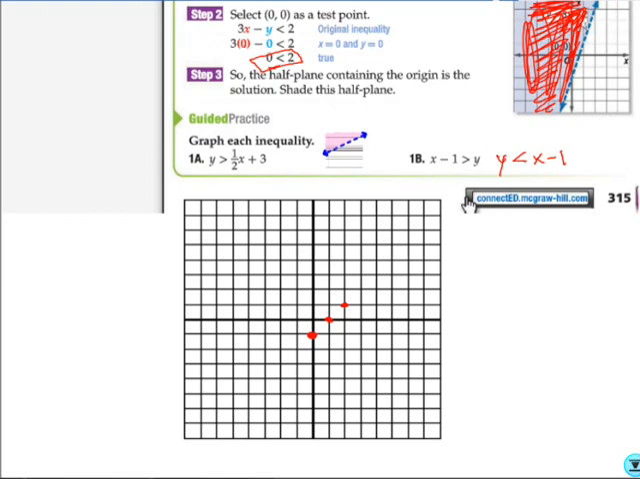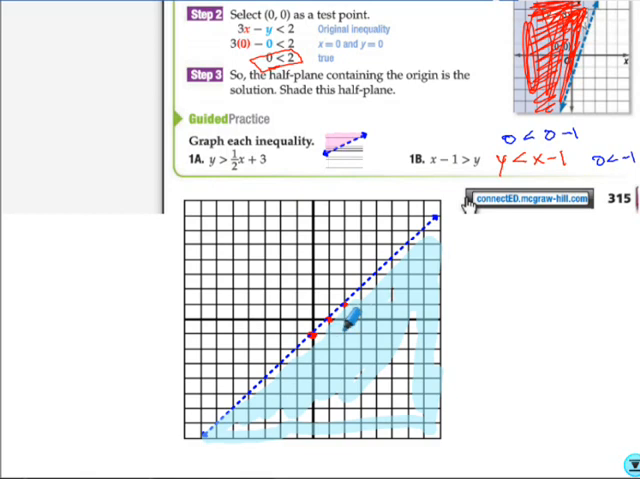Let's get my line back. My line is dashed because it's just less than. Okay, and then I'm going to pick my test point of 0, 0. Let's see, I have 0 is less than 0 minus 1. That would be 0 is less than negative 1. That's not true again, so I shade the other side. So I'm going to shade down here. That's everything beneath it.